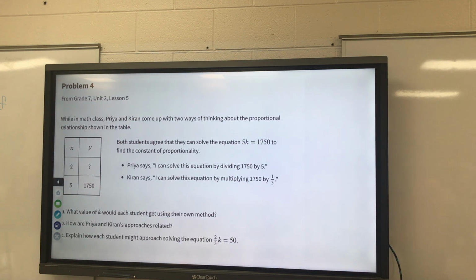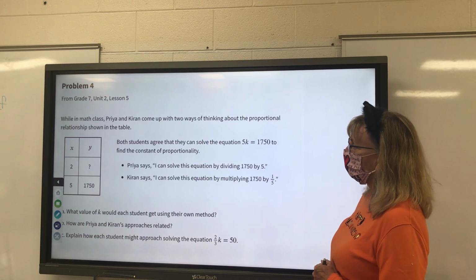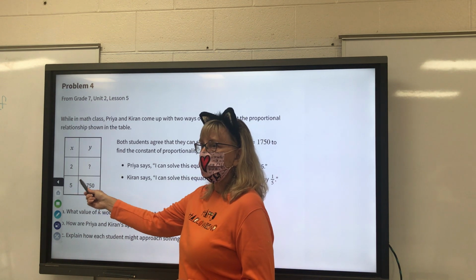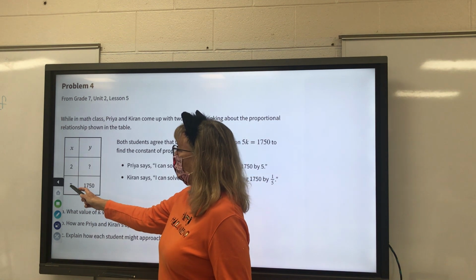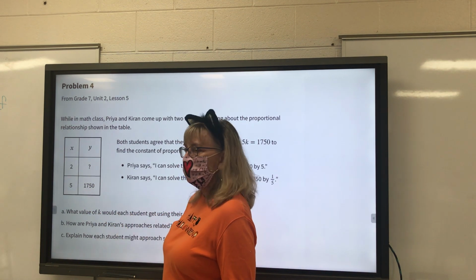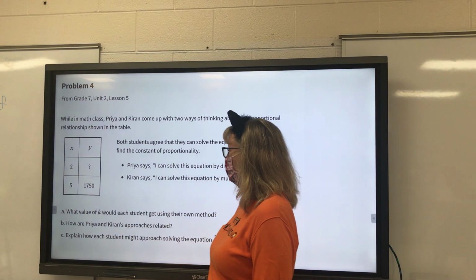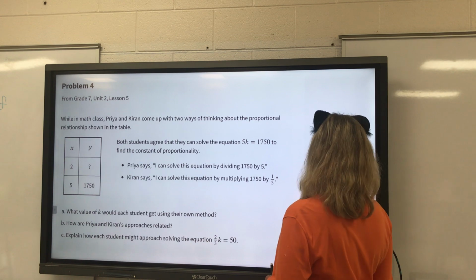In math class, Priya and Kieran come up with 2 ways of thinking about this proportional relationship. Both students agree that they can solve the equation 5k equals 1,750 to find the constant of proportionality. Oh, I see where they got that. Do you see where they got it? 5 times the constant is going to give me 1,750. Doesn't that make sense? y equals kx. That's where that equation came from. It's just backwards.